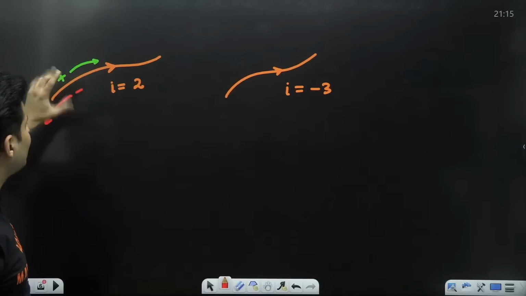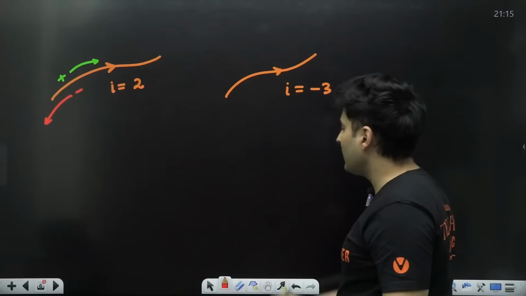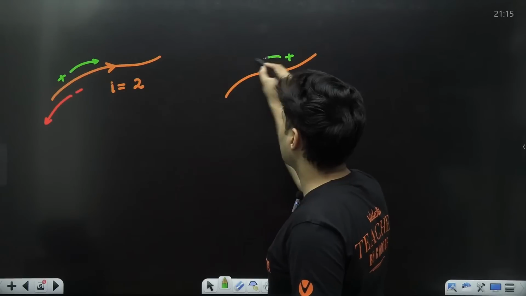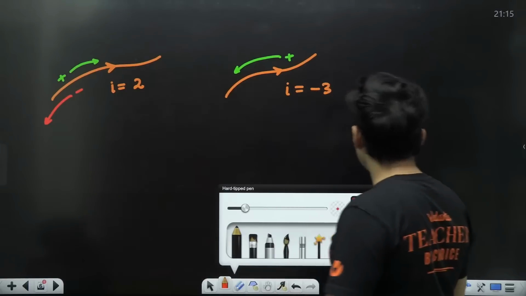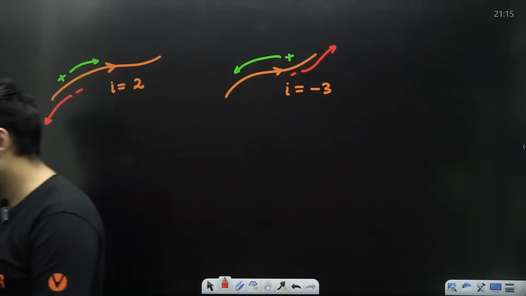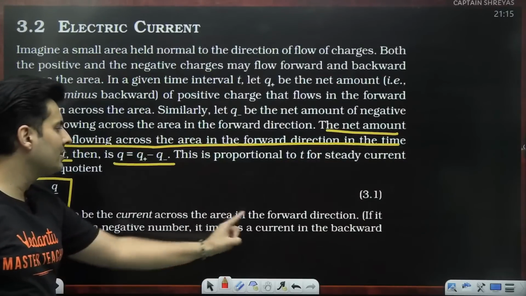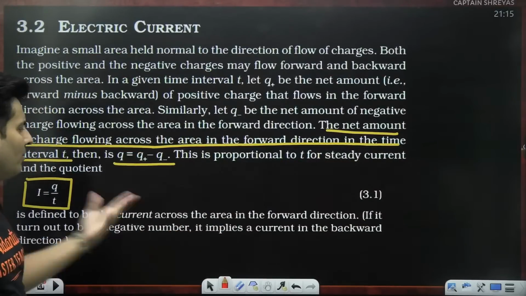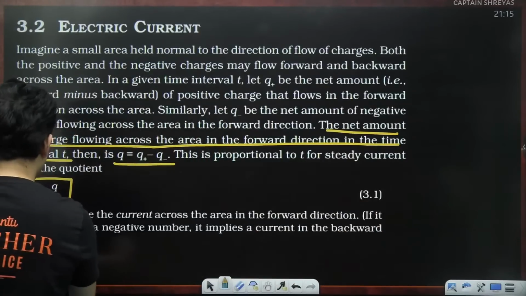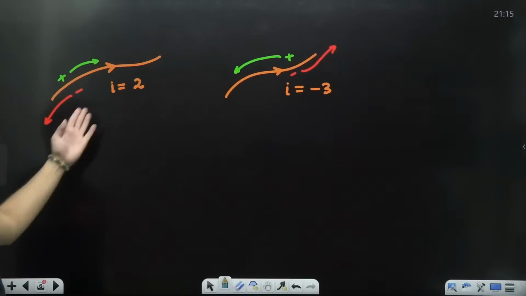And the answer being positive tells whatever I have assumed is correct. If something is positive, that means whatever I assume is correct. But here it is negative, which means whatever I assumed is wrong. So actually charges are not going here. So the positive charges are going here, or the same as saying the negative charges are going this way. That is the meaning of negative value of the current. Don't get scared thinking, so current became negative, am I wrong? No, that's what they say. If the current is negative, then it just means the current is in the backward direction. So that is what they just say over here. So another important point over here, if it turns out to be a negative number, it implies the current is in the opposite direction or the backward direction. That is what I have explained.